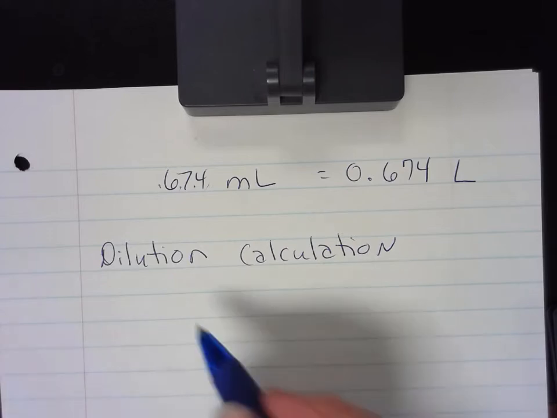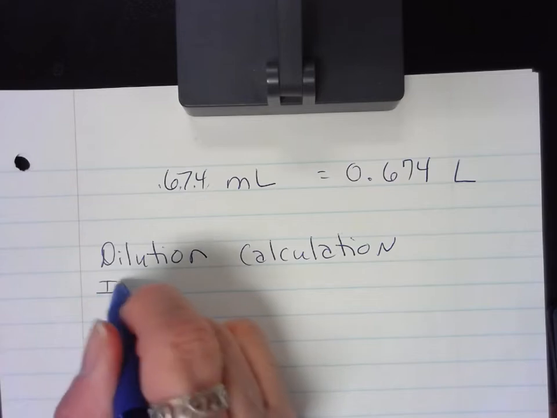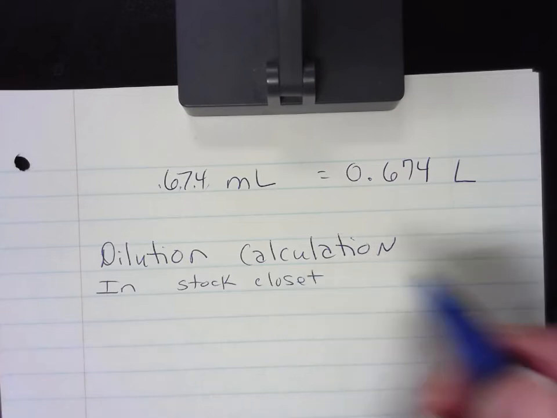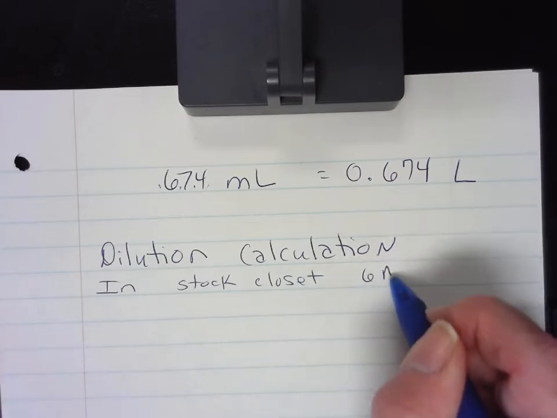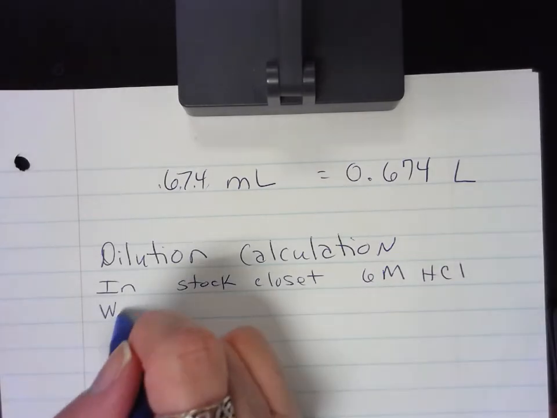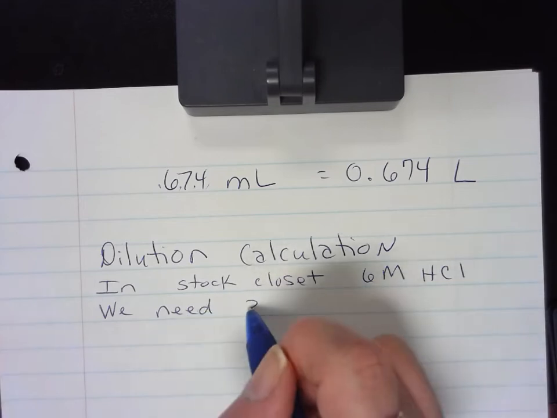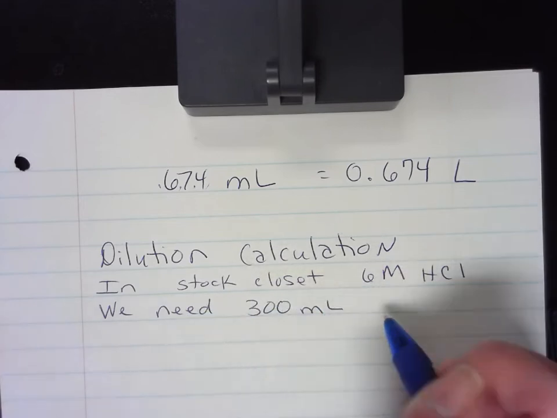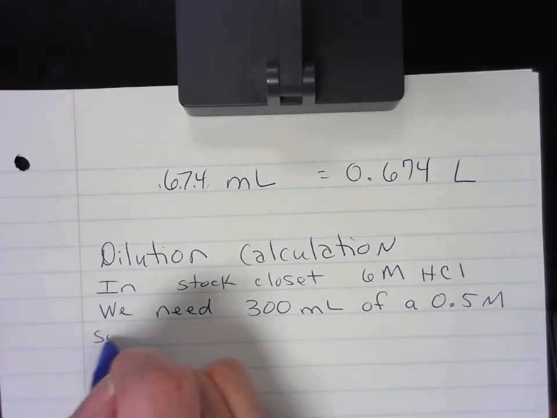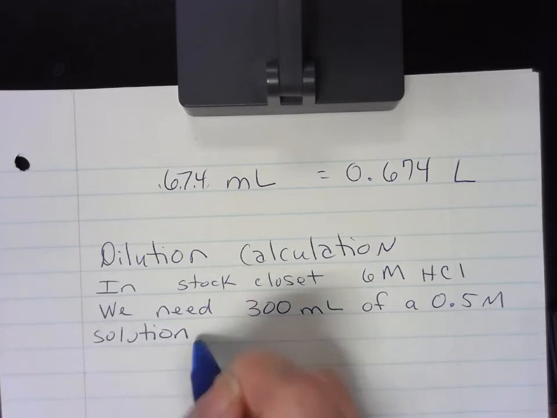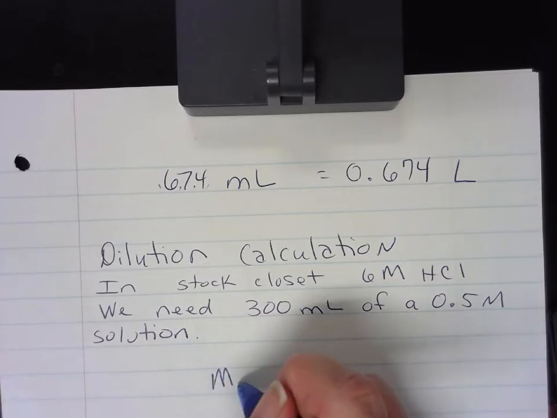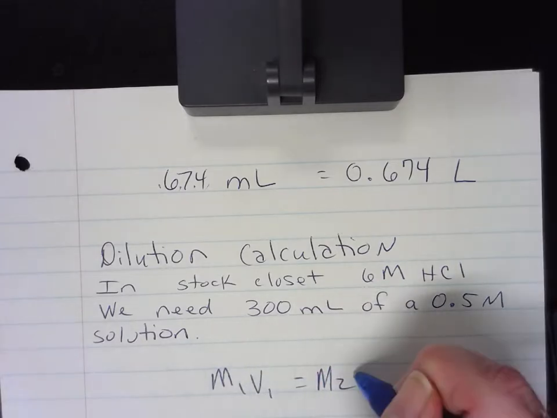So let's say that in our stock room or stock closet, we have a 6 molar hydrochloric acid solution. We need 300 milliliters of a 0.5 molar solution. With this calculation, remember we use M1V1 equals M2V2.